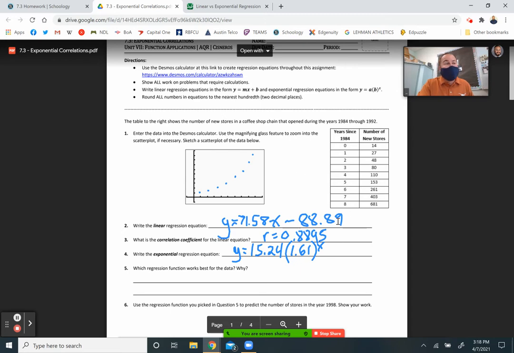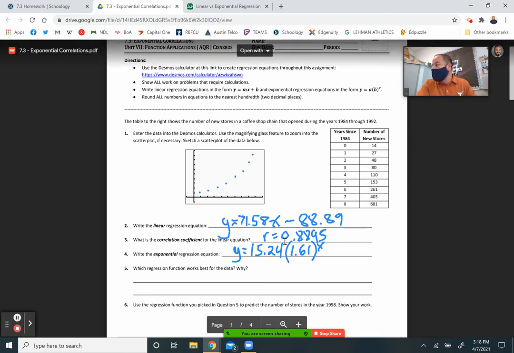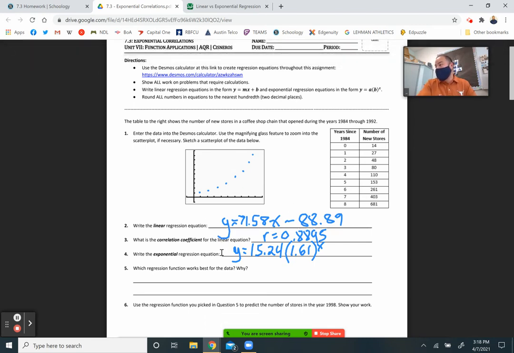Does everybody have this down? Can I clear this out so I can go back to the scatter plot? You guys at home, good for me to clear this out? Let me just ask, does anybody need it? Okay, nobody's saying anything, so.